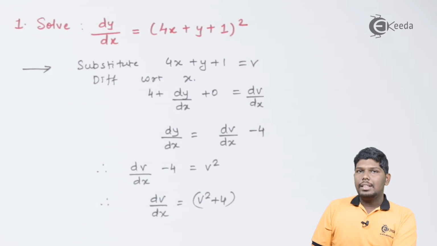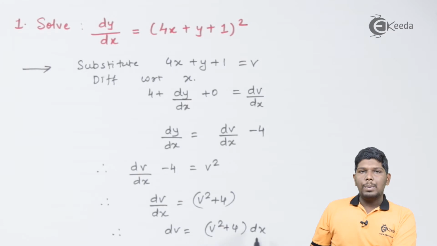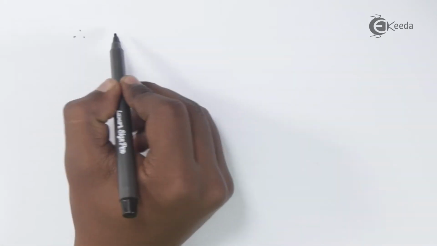So we have dv by dx is equal to v square plus 4. Taking dx on the right hand side, we have dv is equal to (v square plus 4) into dx. Now the last step of separation will be taking v square plus 4 on the left hand side, which will be divided.